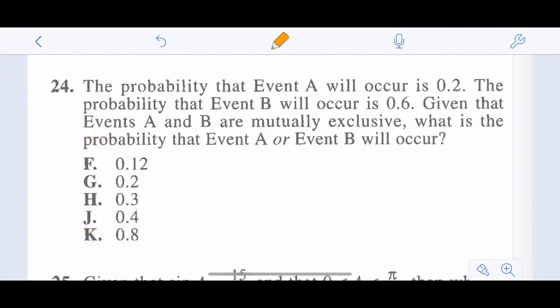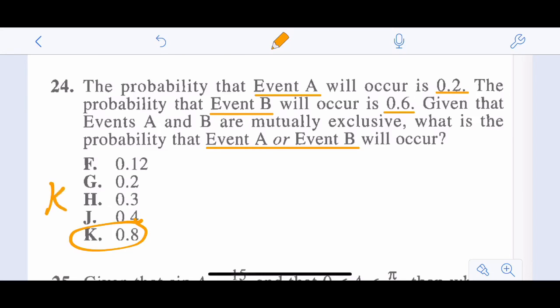The probability the event A will occur is 0.2 or 20%. The probability that event B will occur is 0.6. Given that A and B are mutually exclusive, what is the probability that A or B will occur? So either one, just going to add them together. So 60 plus 20 would be 80%, or K.